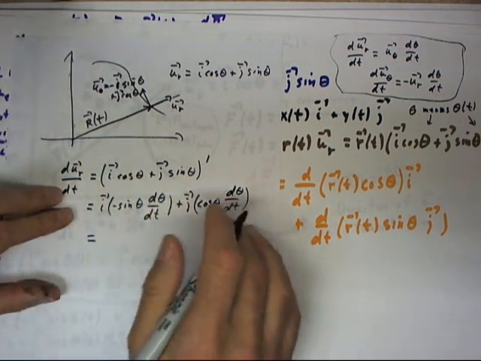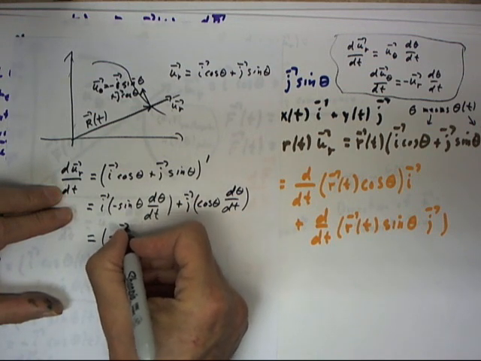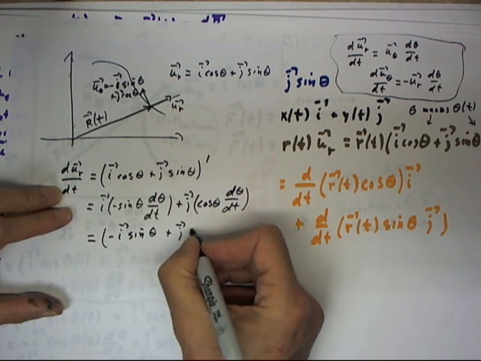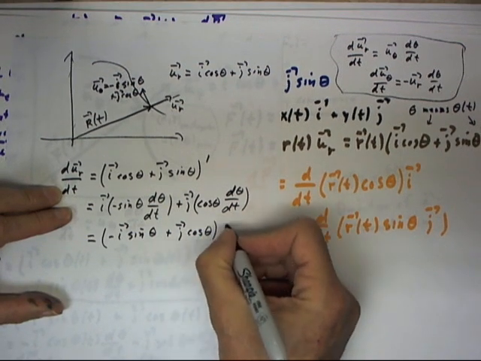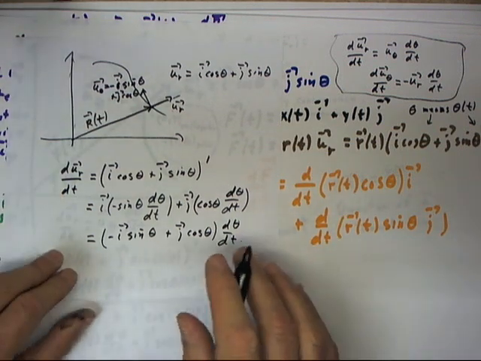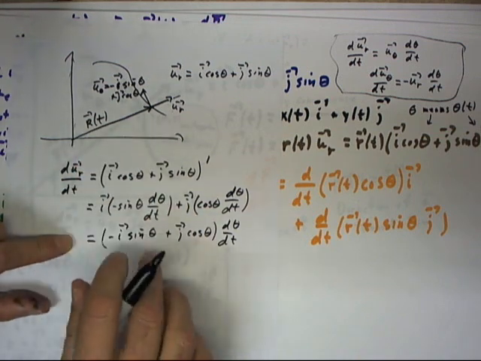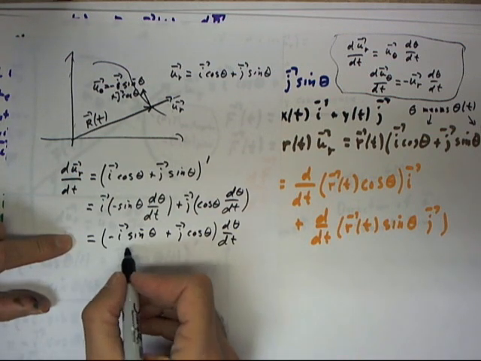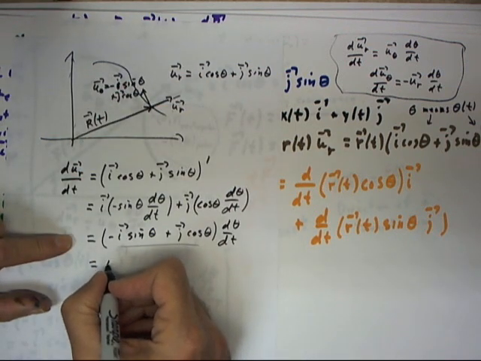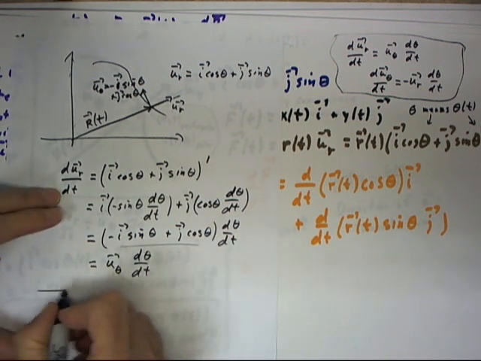Now I can factor out the d theta dt, and I end up with negative i sine theta plus j cosine theta times d theta dt. Now, aside from the interpretation in terms of motion, the geometric interpretation, just a pure symbolic notation, we see that what we have here is just our u theta vector, so that this is u theta d theta dt.